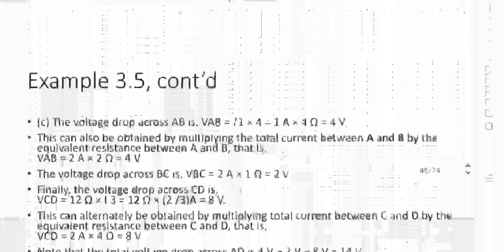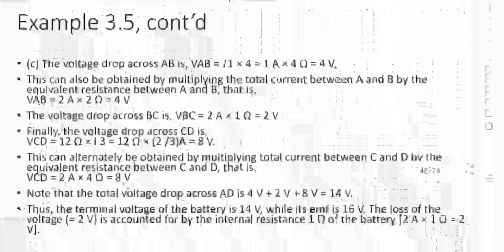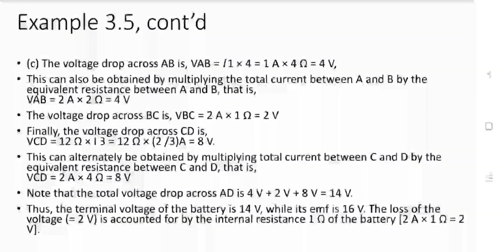Now the third part that we need to solve is the voltage drop across each resistor. So between A and B, we need to find the potential difference. That is I1 R1. I1 is 1 ampere, R1 is 4 ohm. So 1 into 4 is 4 volt. Likewise, between A and B, for the second resistor, I2 R2. I2 is 1 ampere, and R2 is again 4 ohm, so that would be 4 volt.